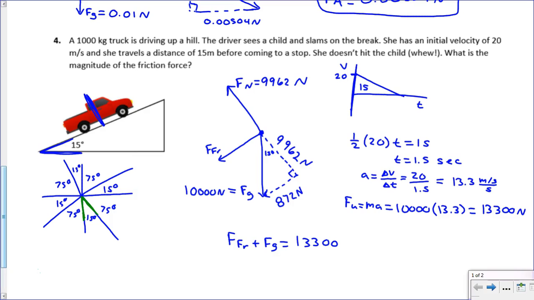And so we know then that the friction force is going to equal 13,300 minus the 872, which equals, in this case, 12,400 approximately. It's because we had some rounding earlier on, and so I'm going to keep it to that same level of precision to the hundreds place, so about 12,400 newtons for our FFR, for our friction force.